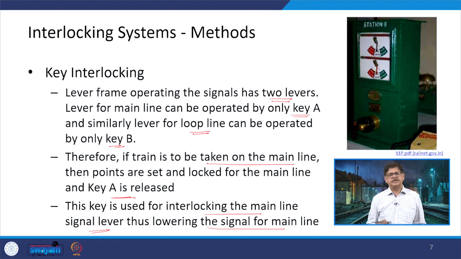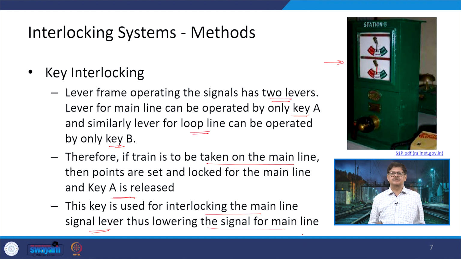So I will just repeat how you are operating it. You are operating a block instrument which is provided at a station, and on the basis of which particular side is to be operated, it works with respect to the train coming from or going to conditions, and which particular line is to be set. Once that is decided, we take out a key, either key A or key B of the block instrument, and before that the points are set and locked.